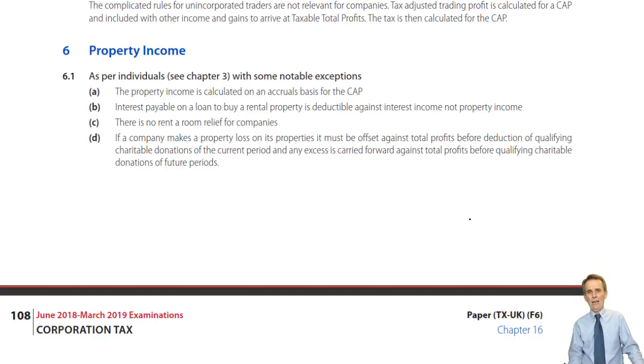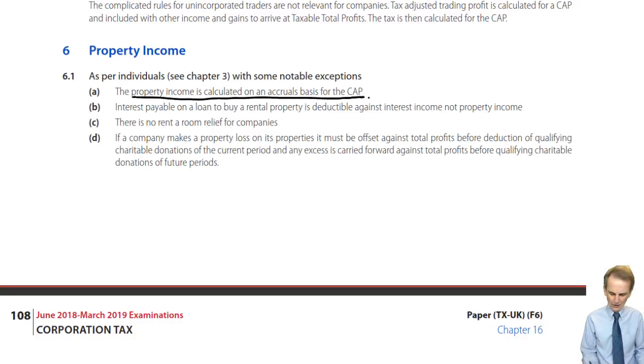What we also had was premiums received on the granting of a short lease. If you're going to see that in a question, it's probable, in fact, that you'll see it in a corporate tax example rather than an income tax and unincorporated trader situation. So property income is calculated on an accruals basis.